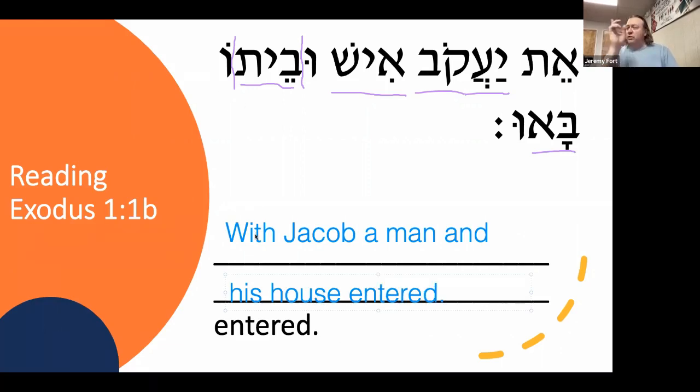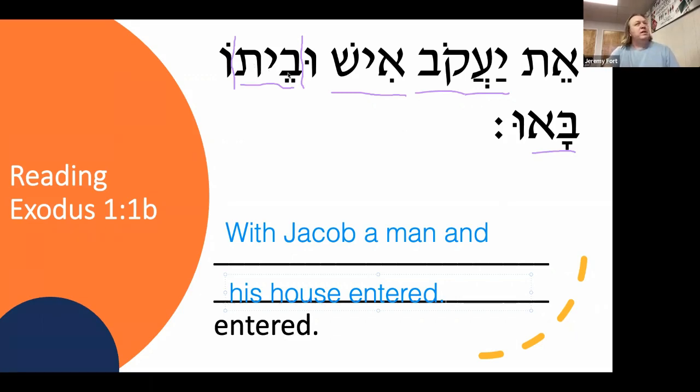So we knew the first verse was, here are all the tribes, right? And with Jacob, a man and his house. And you could translate this as each man and his house entered. You could do it that way too. A man can be taken as each man because we have the his house. It's a man and his house. Well, which one? Any of them. So each man with his house that entered.